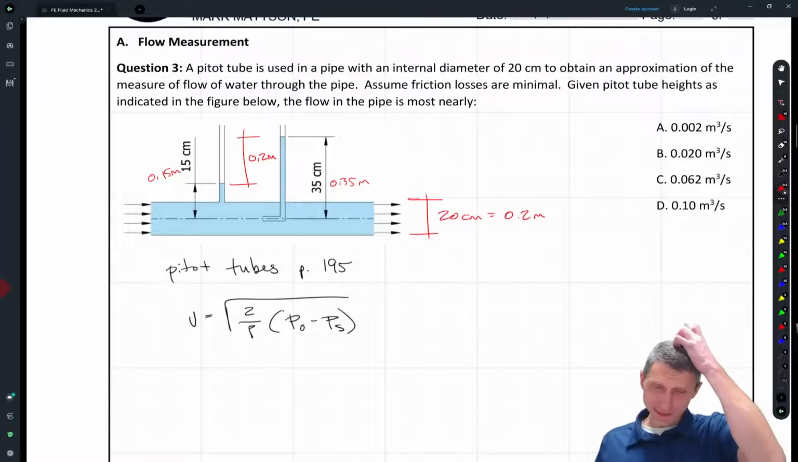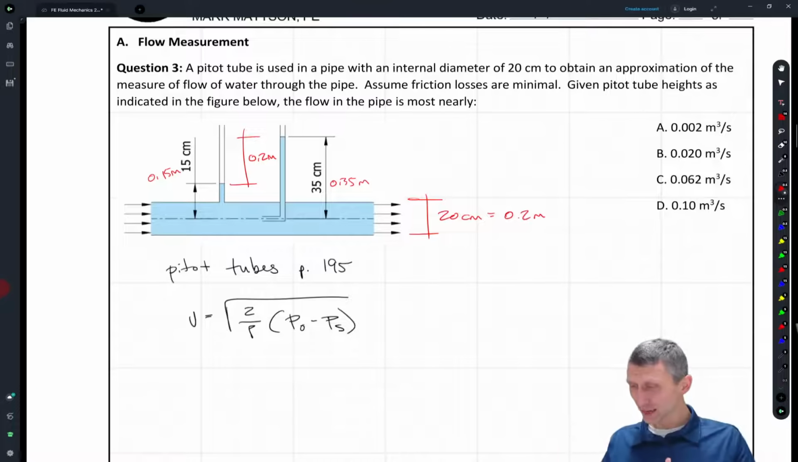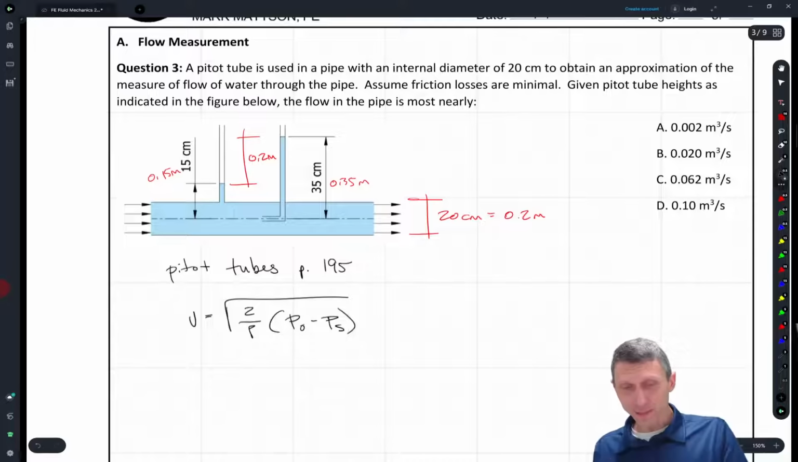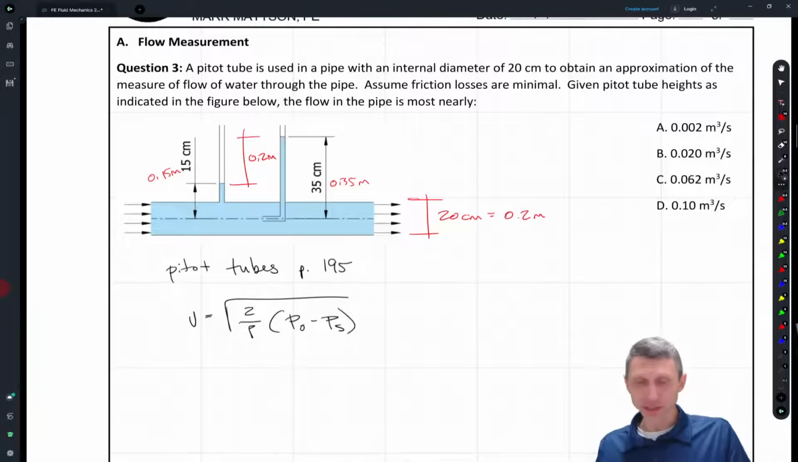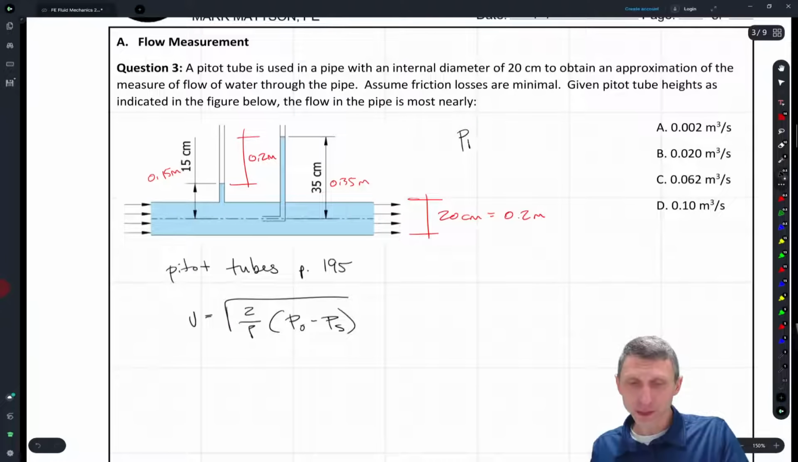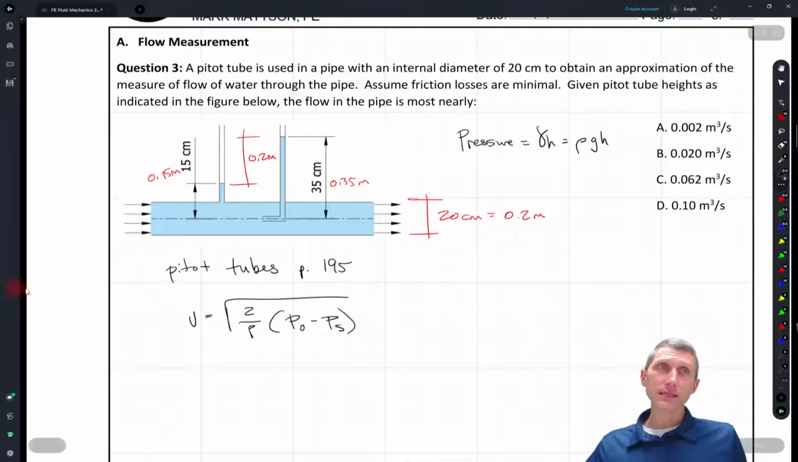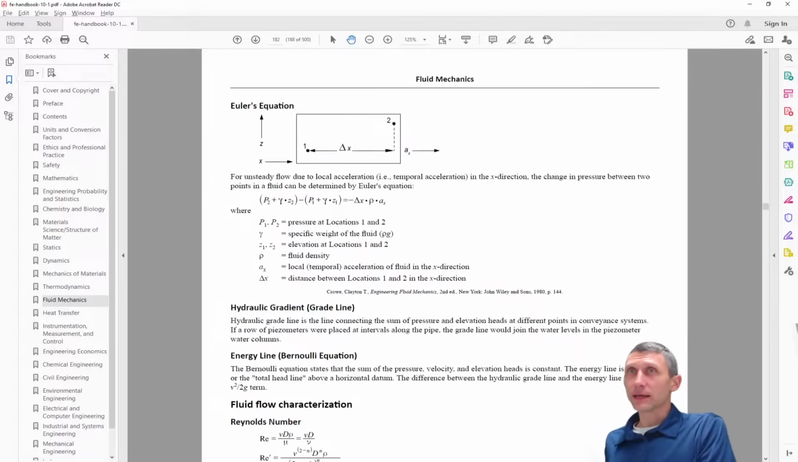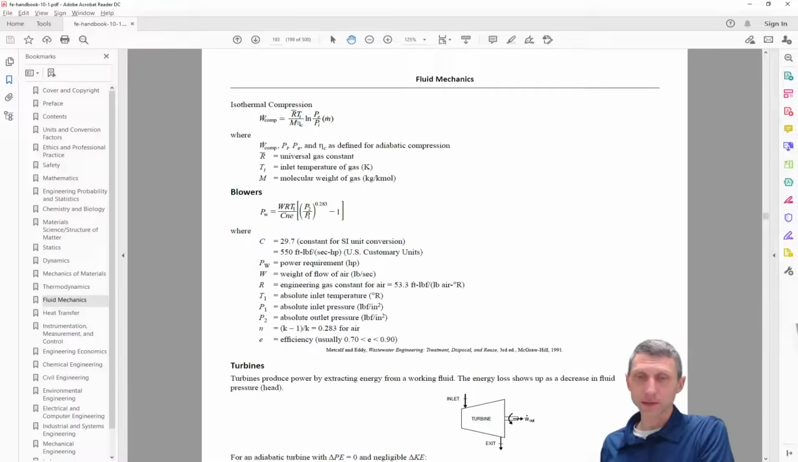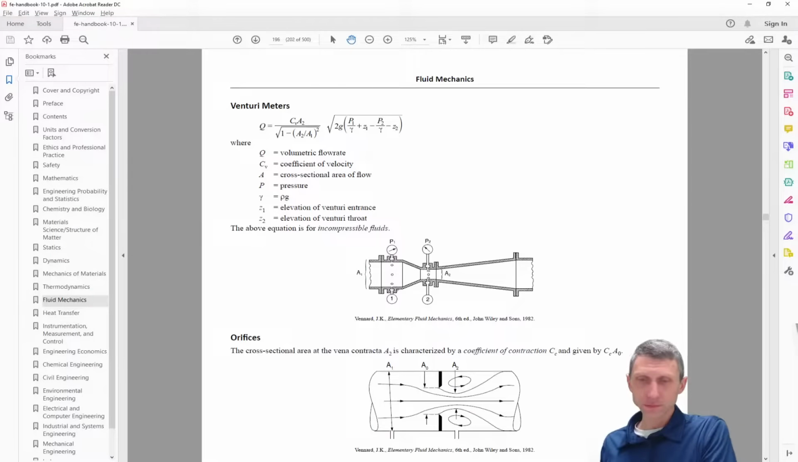So we have this change in height, but this gets us back to one of those things, right? What we're going to try to do here is look at pressure. So we're going to say, well, what is pressure? Do you remember the formula for pressure? It's going to be gamma H or rho GH. Okay, so that's going to give us our pressure. So what we're looking at here is, let's just go back to the reference handbook. Why not? And let's take a look at the pitot tube. Where are we? Page 195. Okay. Did I get there?